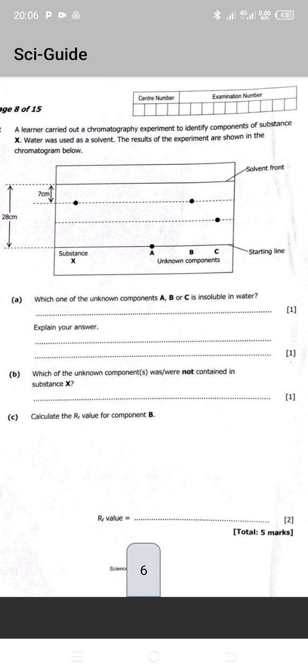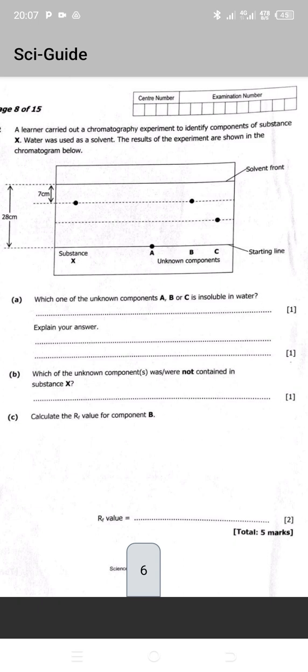We go to B. Which of the unknown components was or were not contained in substance X? So which of the unknown components, that is A, B, and C, were not contained in substance X? There, we cannot go for A because A is insoluble. We don't know, so since it is insoluble, we are not going for it. Then we can consider B and C. Now the question is, how can we know that a substance is not contained in a certain substance like substance X? This is how we can know.